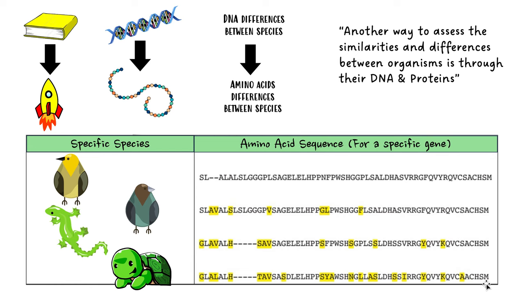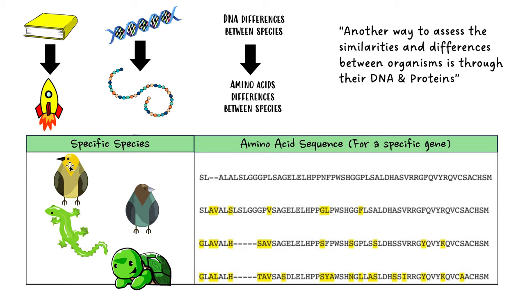Remember, the amino acid sequence, or this protein, right? A protein is this chain of amino acids. It is coded for by your DNA. So if your DNA is different, you will have a different amino acid sequence. So if we look at this gene, right? This is the same gene in each organism. We can see that they're slightly different amongst organisms because their DNA is different. So because their DNA is different, this protein is different.